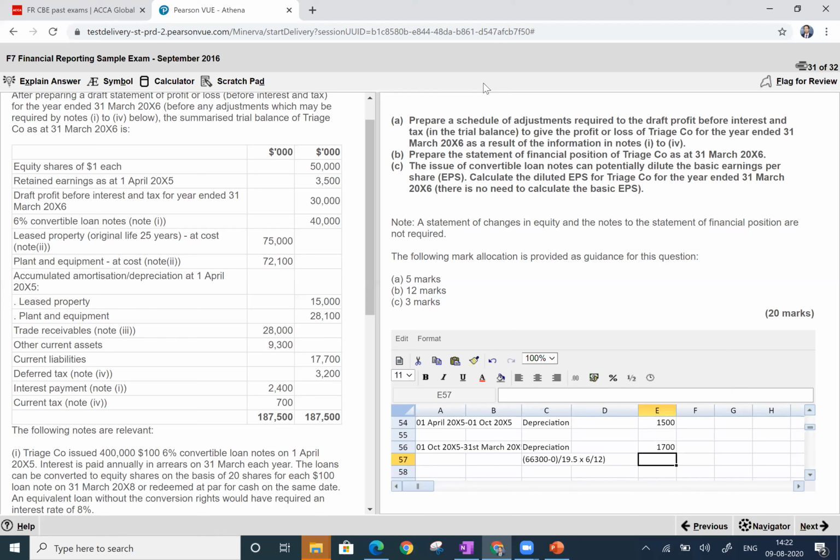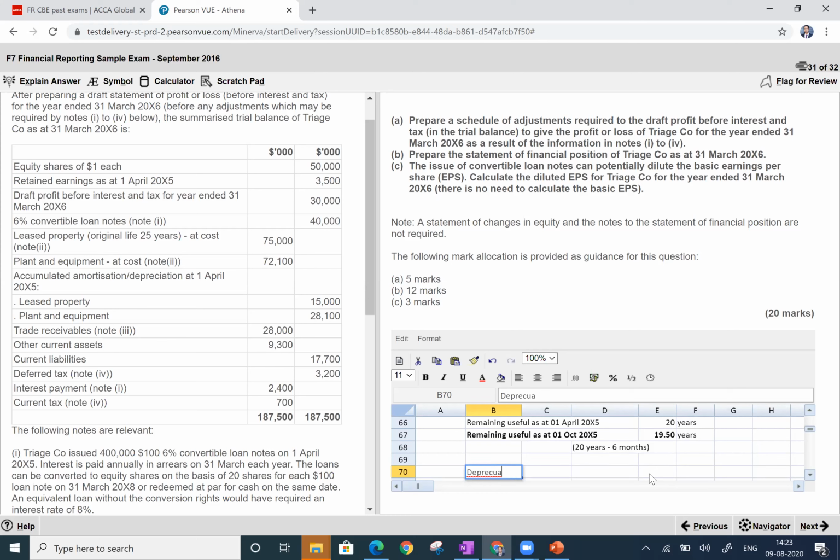So total depreciation will be 3,200. So here only you have this problem. Most of the other students don't have this problem. 3,200. So total depreciation, show in SOPL. Done. Now there is one more depreciation. What is the depreciation? Depreciation on plant and equipment.